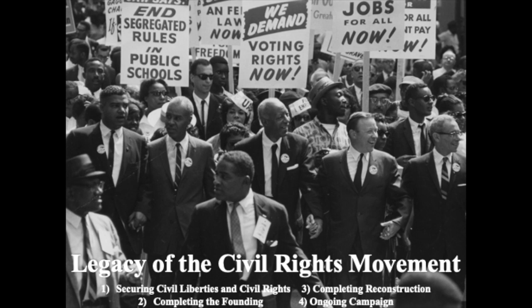Whereas independence had been secured for white Americans in 1776, now independence is being secured for Black Americans in the 1950s and 1960s. And whereas many civil liberties were promised in the United States Constitution at the nation's founding, now they're actually being secured and enjoyed by African Americans in the 1950s and 1960s. We can also view the civil rights movement of the mid-20th century as completing Reconstruction. What Reconstruction begins in the emancipation of the slaves, defining citizenship, and promising the right to vote, those constitutional rights are actually secured finally during the civil rights movement.